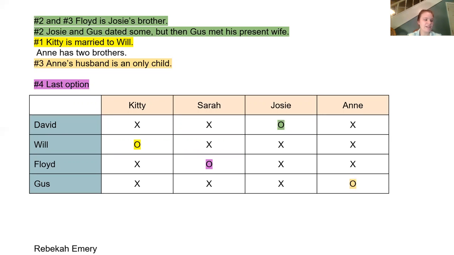First of all, Kitty is married to Will. Next, we know that Floyd is Josie's brother and that she has dated Gus but didn't marry him. With that information, the only other option for Josie's husband is David. Third, we know that Ann's husband is an only child. Since Floyd is Josie's brother, it can't be Floyd. The only option for Ann's husband would be Gus. That leaves the only option left for Sarah is Floyd.